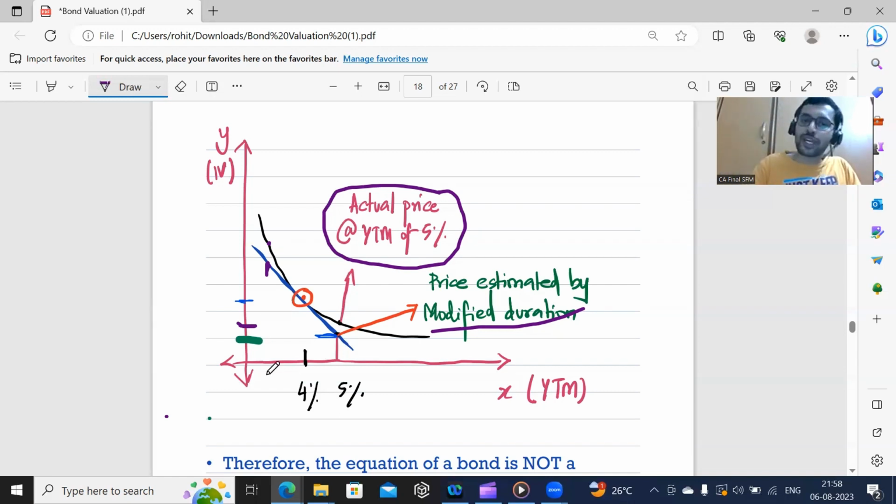In case of a fall in interest rate or in case of a rise in interest rate, the actual price is higher than what is there on the straight line. The actual price is higher than what is being estimated by modified duration. All right, this gap is what we are now going to further discuss.